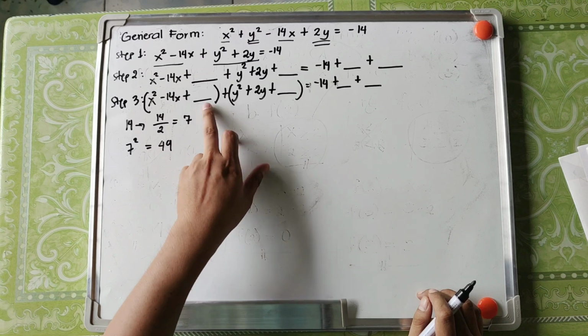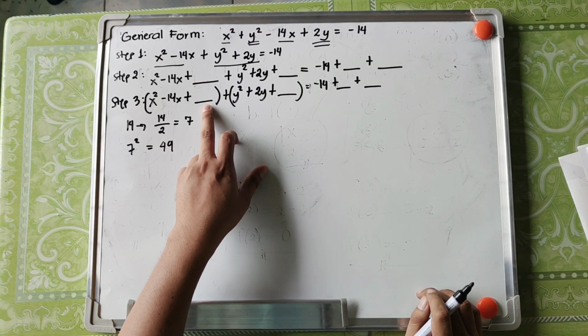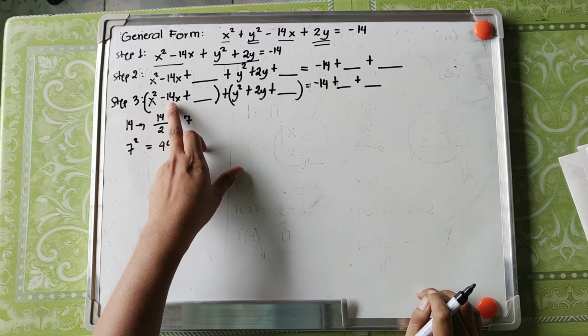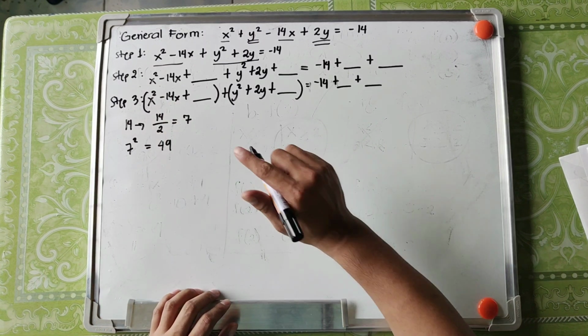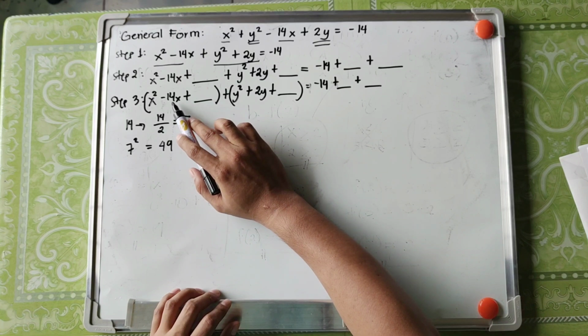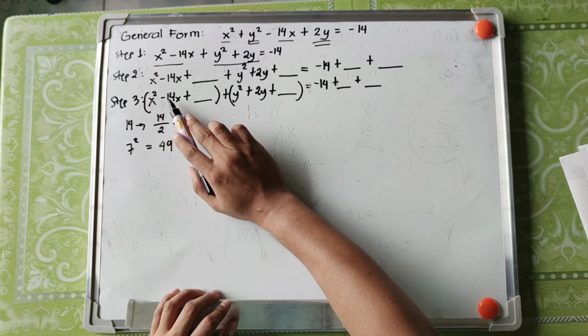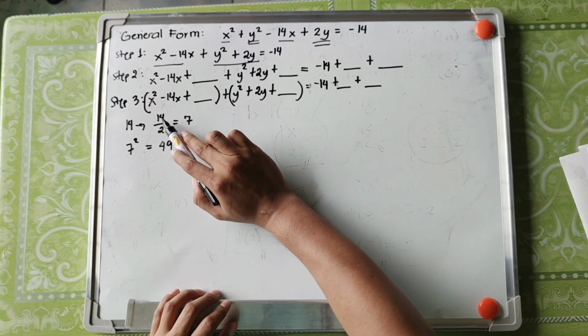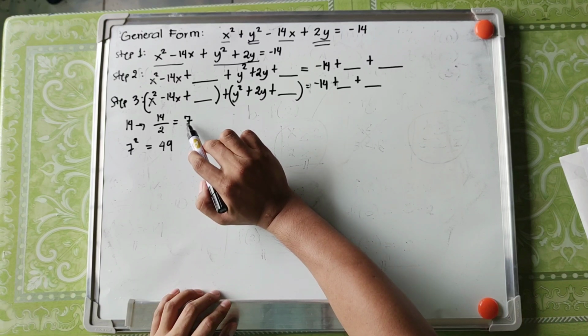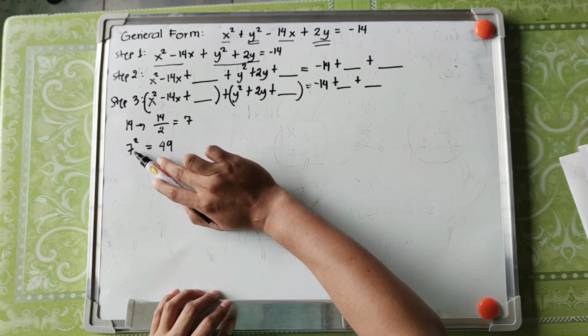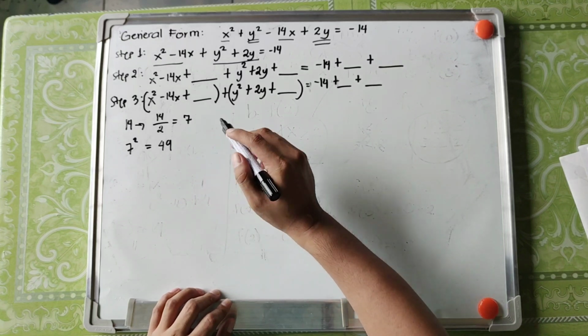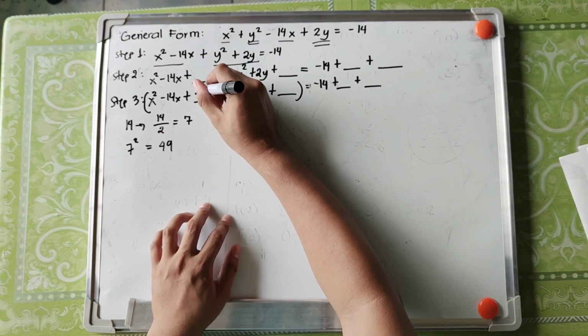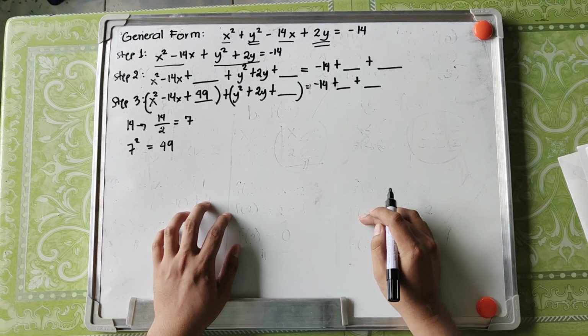Again, para makita natin kung anong i-add natin sa blank, we have to find the half of the second term, then square it. Or we have to simply square the half of the second term. So again, ano yung second term natin? 14. So ano gagawin kay 14? Divide it into 2. So 14 divided by 2 is equal to 7. But that's not the end. Anong gagawin next? We have to square. So 7 square is 7 times 7 is equal to 49. So ito yung i-add natin dito sa first blank to make it into a perfect square.